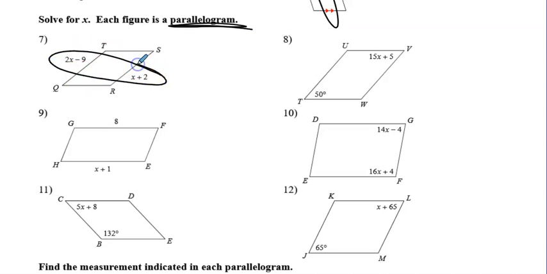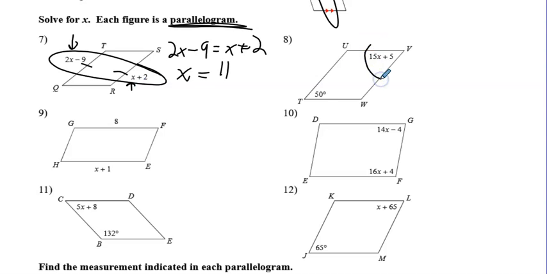Parallelograms have opposite congruent sides, which means they are equal to each other. So we literally just set them equal to each other and solve. So if I subtract x, 2x minus x gives me x. If I add 9, I get 11. And I can plug that in and check it. 2 times 11 is 22, minus 9 is 13. 11 plus 2 is 13. Check your work if you've got time.